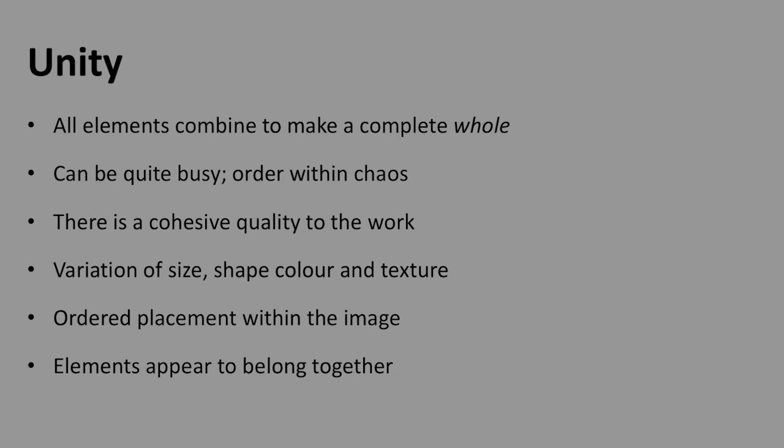Next, I'd like to talk about unity in a photograph. So unity in a photograph occurs when all the elements of a piece combine to make a balanced, harmonious, complete whole. Unity is one of those hard to describe terms, but when it's present, your eye and your brain are pleased to see it. The photograph may be quite busy or contain many elements.